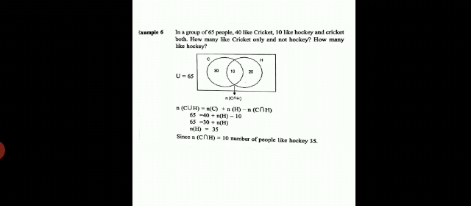Now write the formula. n of c union h is equal to n of c plus n of h minus n of c intersection h. Substitute the values. Then you get n of h is equal to 35. That means the number of people who play only hockey is equal to 35.